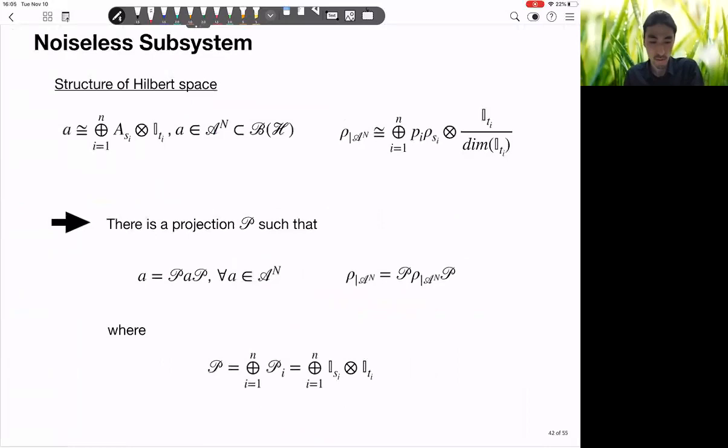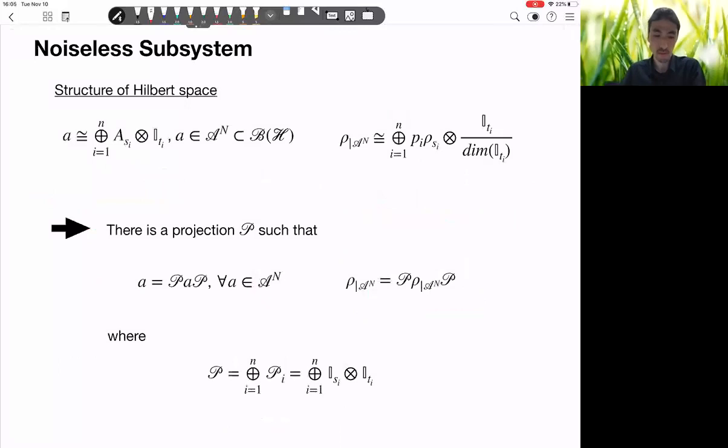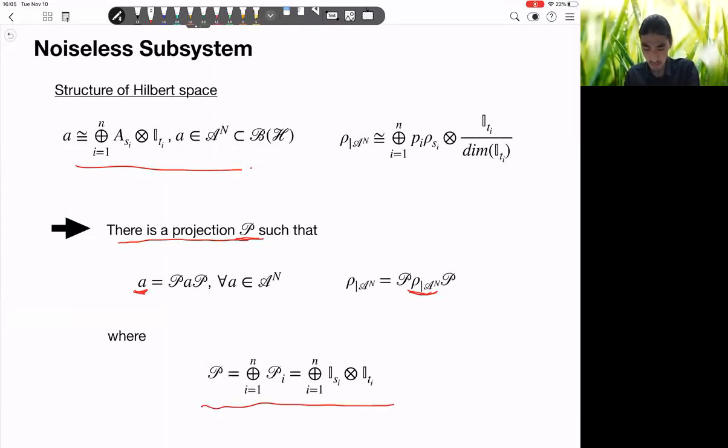Okay, so the noiseless subsystem. In order to properly define what the noiseless subsystem is, we need to look at the structure of Hilbert space. From this structure, we can have the projection, or maybe an induced projection from the structure of the algebra. There is this projection such that a conjugation of this projection on A leaves A itself and also leaves the density matrices rho invariant. And this projection has this form: rho tensor I and I, this is identity on the first tensor factor, identity on the second tensor factor.